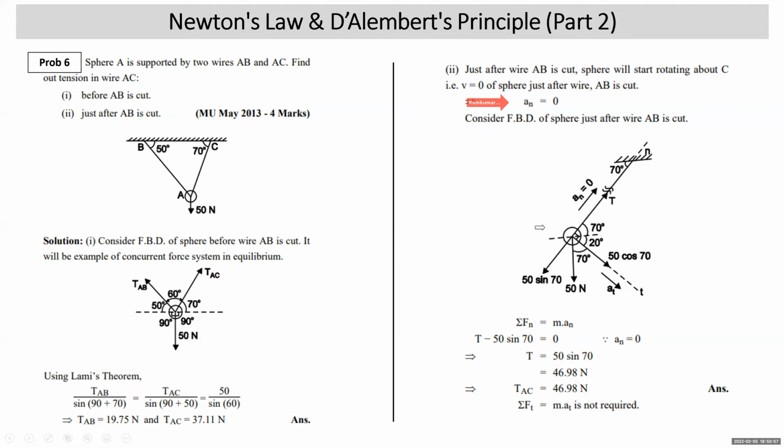Now, in that stage, we draw the FBD of the sphere. Weight is vertically down. This angle is 70, this is 70, this is 20. This is then again 70. Now, normal is directed towards the center of curvature. This is tension. N is Z. This is the tangential direction, perpendicular to it. The acceleration along the tangent is at. The weight is resolved into mg cos 70 and mg sin 70. Now you apply Newton's law along the normal. T minus mg sin 30 is m an. An is 0. So T is equal to mg sin 30. So you get the value of T, right? Which is 46.98. As in this problem, he's asking only the tension T just after the wire is cut. He's not asking the tangential acceleration. So there is no need to apply Newton's law along the tangent.